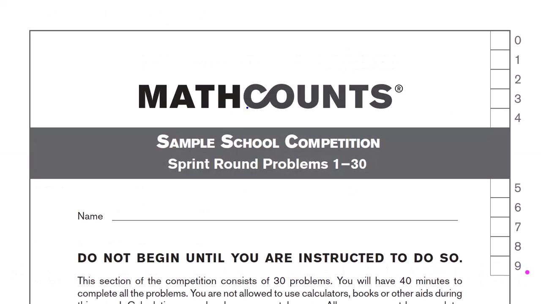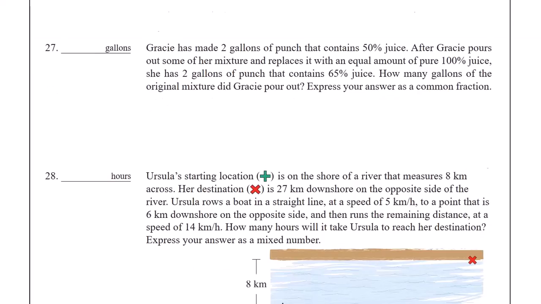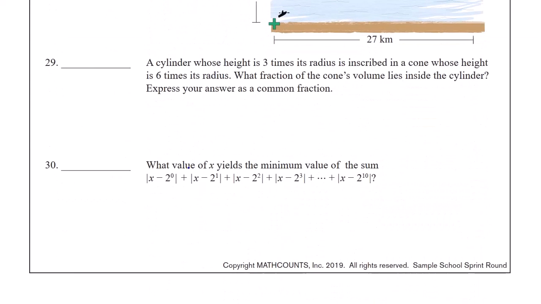Okay, here, MATHCOUNTS sprint round, problems 1 to 30. Let's move to the last problem. It says: what value of x yields the minimum value of the sum |x - 2^0| + |x - 2^1| + |x - 2^2| + |x - 2^3| + ... up to 2^9? So try this problem first on your own.